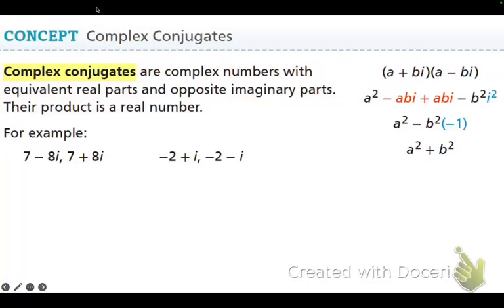So day 2 of our complex numbers. We're going to talk about complex conjugates. Complex conjugates are complex numbers with equivalent real parts and opposite imaginary parts. Their product is a real number. So what you need to know is we have the difference of what? Squares. Showed you this yesterday, didn't I? Yeah.